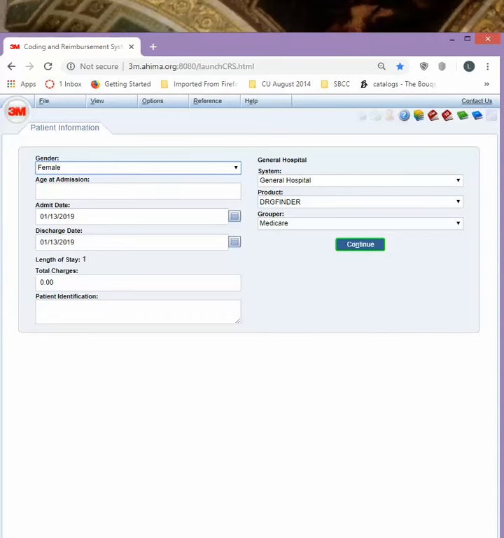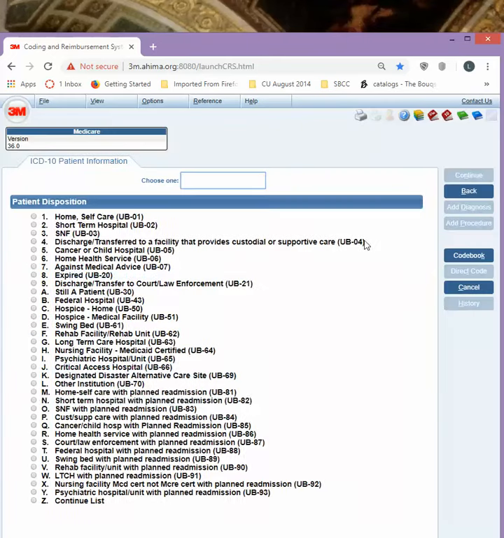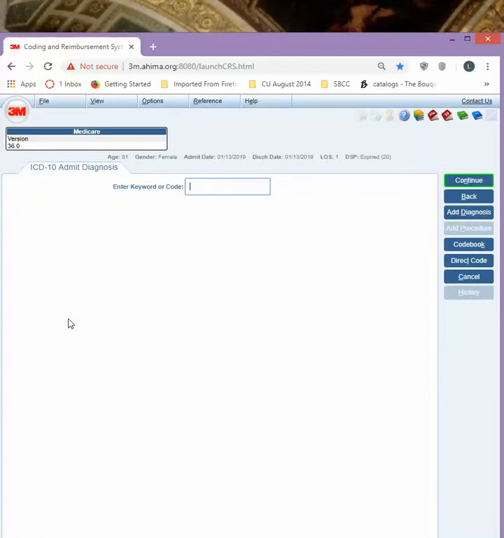When you're at the encoder, it will default to the day of admission or the day that you're on it. It will also default always to female. So in this case, we're keeping that. We're putting in her age, which is 81. Everything here on the right, we are leaving the same. We're not changing the product or the grouper or the system. We hit continue. The next screen we get is the disposition screen. Per the clinical information, this patient died or expired, which is option 8. So we click that, and it automatically goes to the admission diagnosis screen.